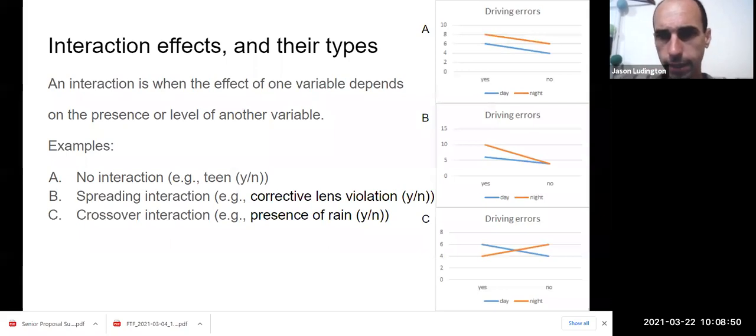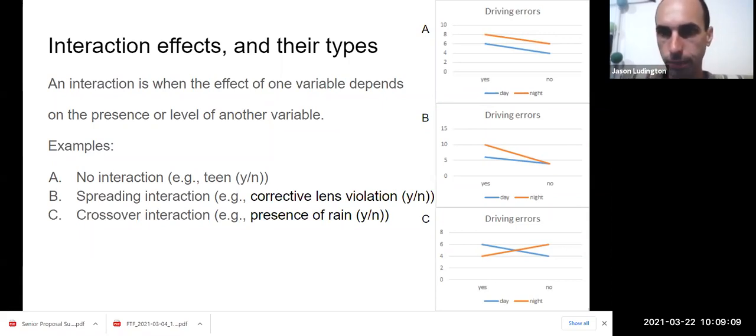Yes means they need glasses and they're not wearing them. No means they need glasses, but they're wearing them. So yes is without and no is with glasses.